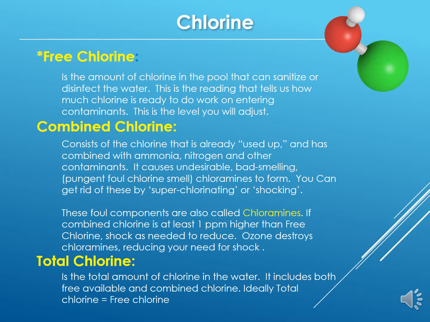Those are called chloramines. And if combined chlorine is at least 1 part per million higher than free chlorine, we recommend shocking as needed to reduce. If your pool is equipped with an ozonator, it destroys chloramines on its own, reducing your need to shock frequently.